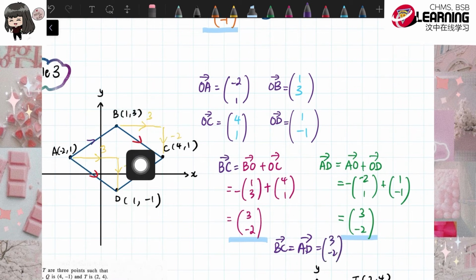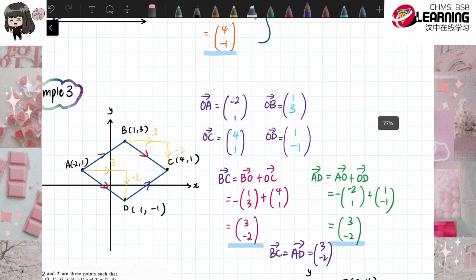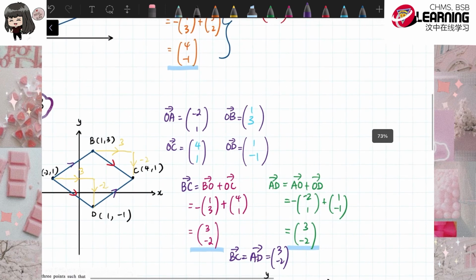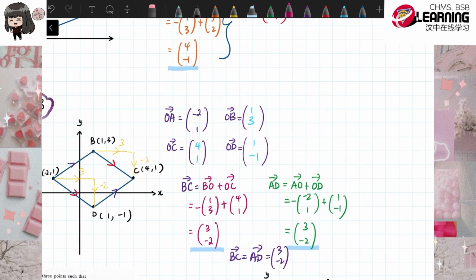Why? You see this, they are parallel. If parallel and same length, then they will be the same. So BC is equal to AD, which is this. Now, try to do AB and DC. A to B and D to C.